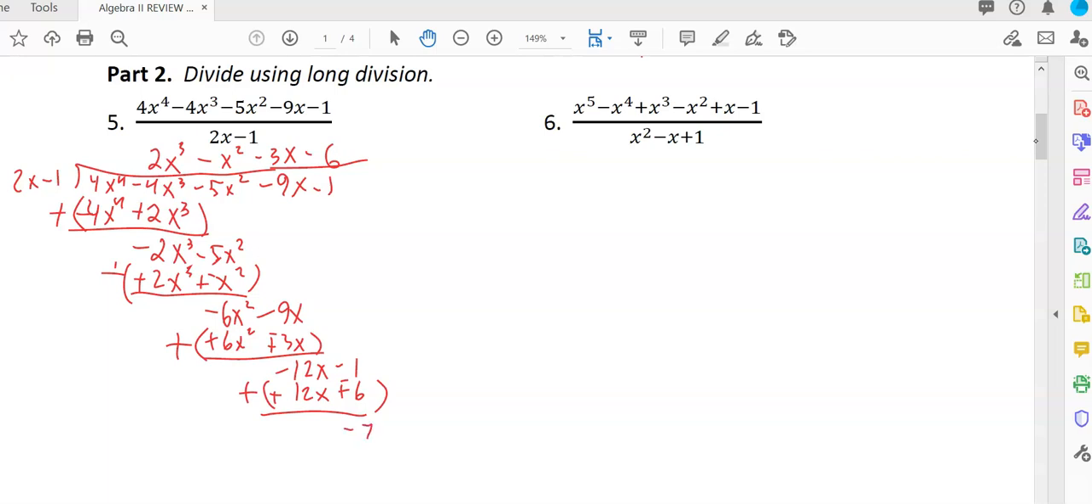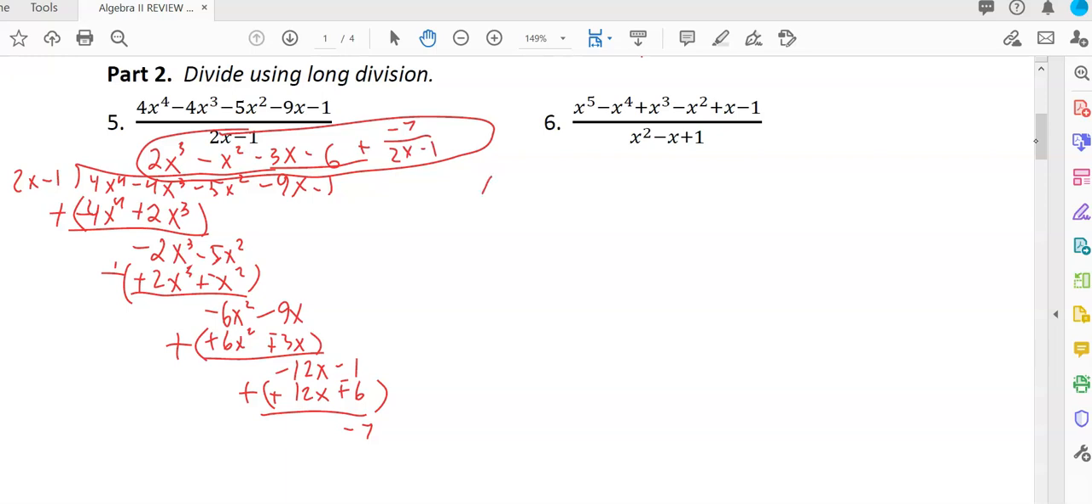So your answer is this plus the remainder, which is negative 7, divided by the divisor, which is 2x minus 1. The quotient is the remainder divided by the divisor. These are just pretty tough ones here.